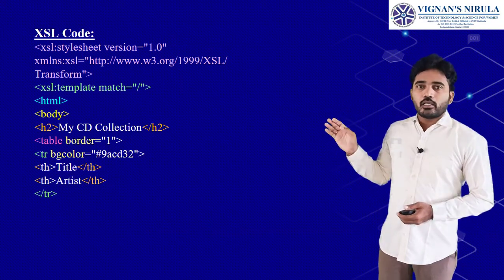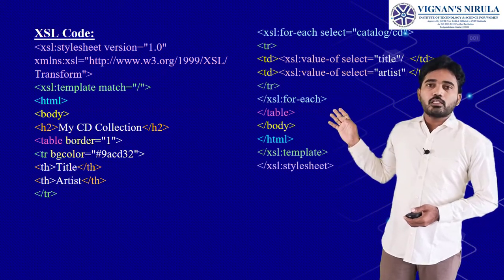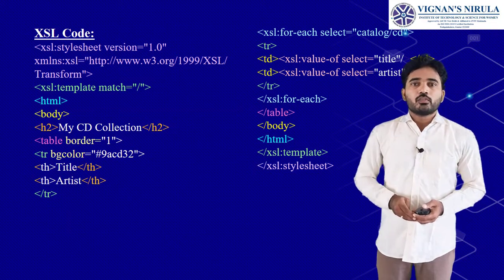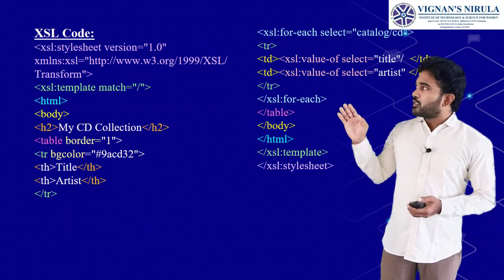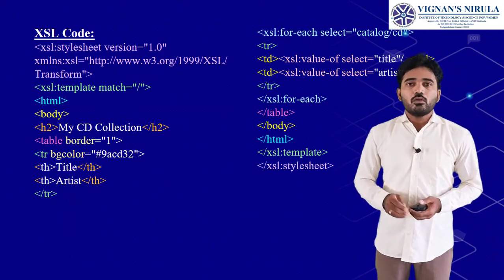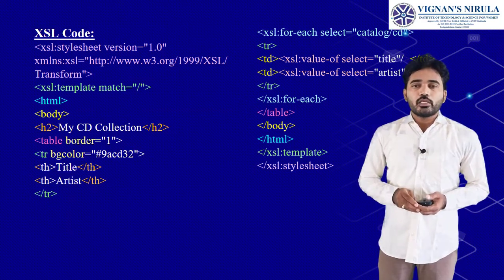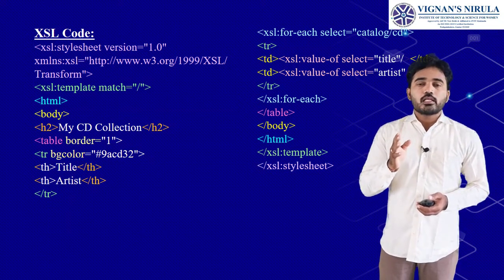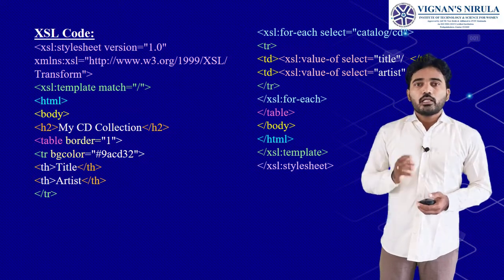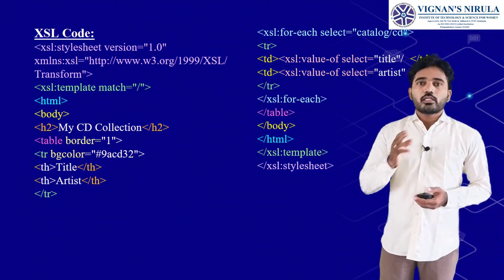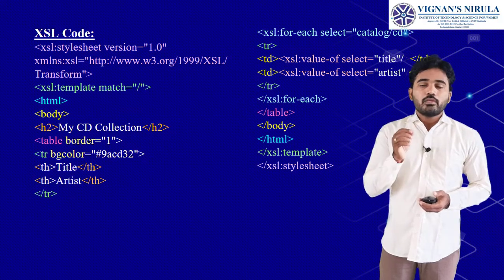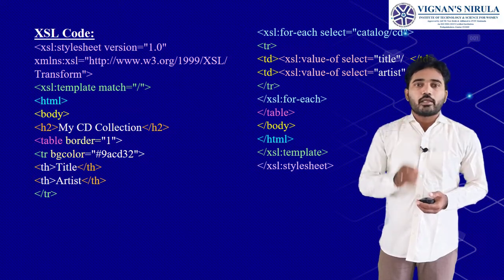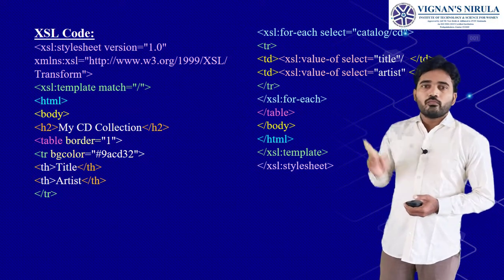Here is the XSL code, whose name is cdcatalog.xsl, which is used as a reference in that XML document. We have written xsl:stylesheet version equals 1.0, and there we used the XML namespace w3.org/1999/XSL/Transform. After writing the template match, we start the HTML, where we have written a heading like My CD Collection, and we start a table tag with border equals 1.